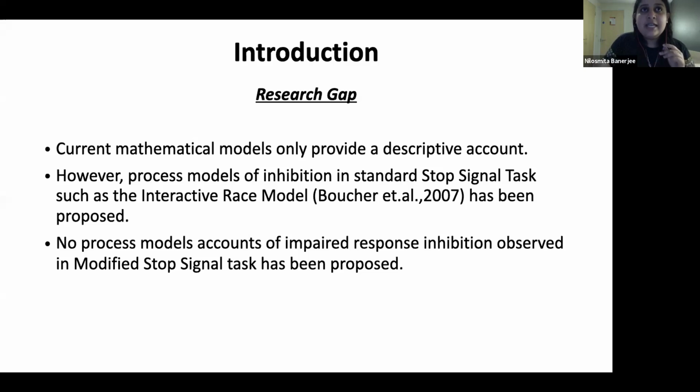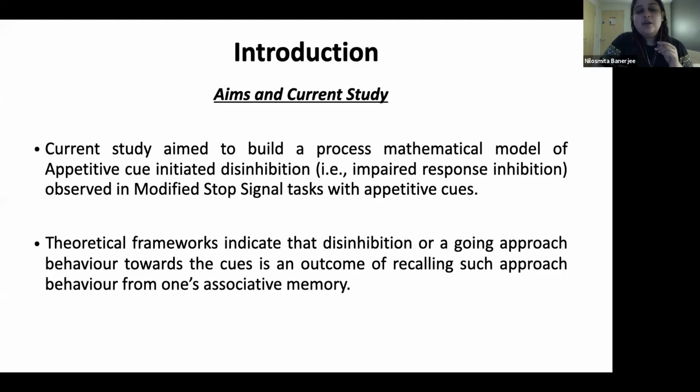So in simple words, it did not really explain what was going on when the participants were presented with an appetitive cue in a modified version of the stop signal task. They were showing disinhibition, but the model did not have any parameters that could capture why or how this was happening. So that's where the aim of the current study came in.